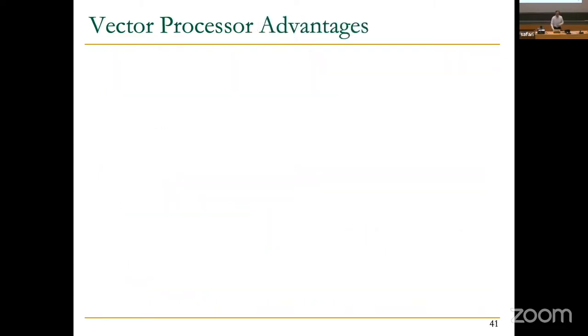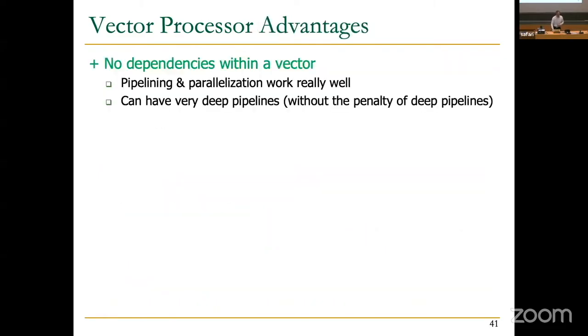Okay, so what are the advantages of vector processors? Essentially, the lack of dependencies within a vector enables pipelining, parallelization. Pipelining is actually in time, if you will, and then parallelization is in space. So you can actually do array processing as well as vector processing, which is nice. And you can have very deep pipelines without the penalty of deep pipelines, except for, of course, the sequencing overhead, and the hardware overhead. I'm kind of ignoring that, but the other performance penalty, like flushing the pipeline, you don't need to do that.